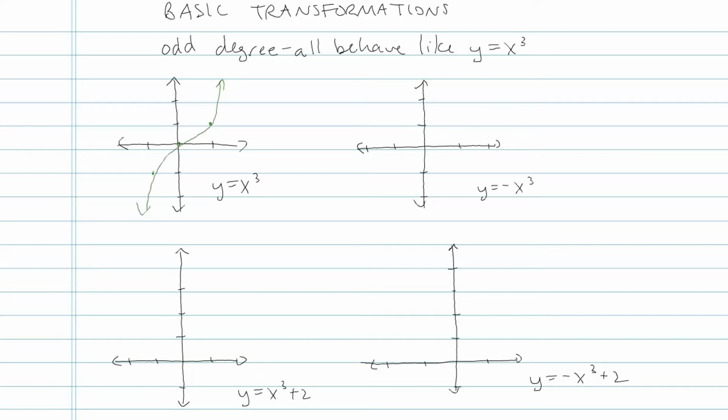And then if you have a negative in front of that, y equals negative x cubed, it's going to be reflected across the x-axis. So here it comes like this. It snakes down like that. Again, you're going over 1, up 1.